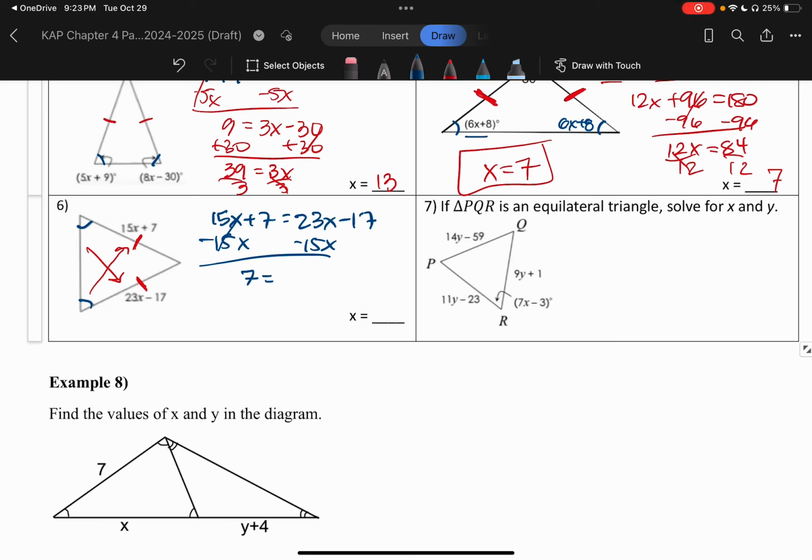We get 7 is equal to 8x minus 17. If I add 17 on both sides, 7 plus 17 is 24, which is equal to 8x. Dividing both sides by 8, we get 3 is equal to x. So x equals 3.